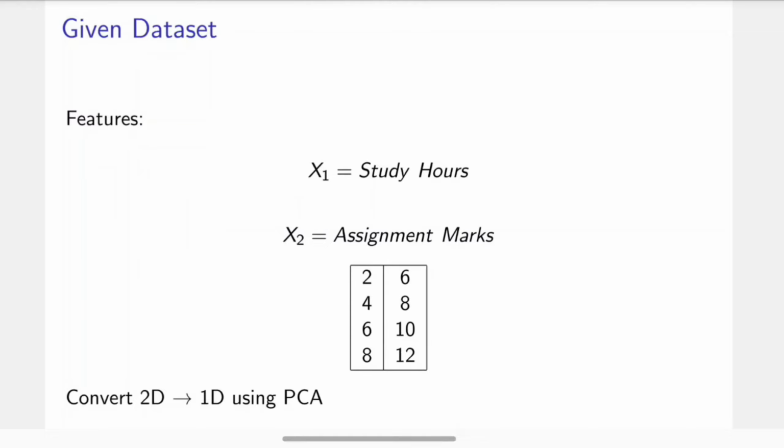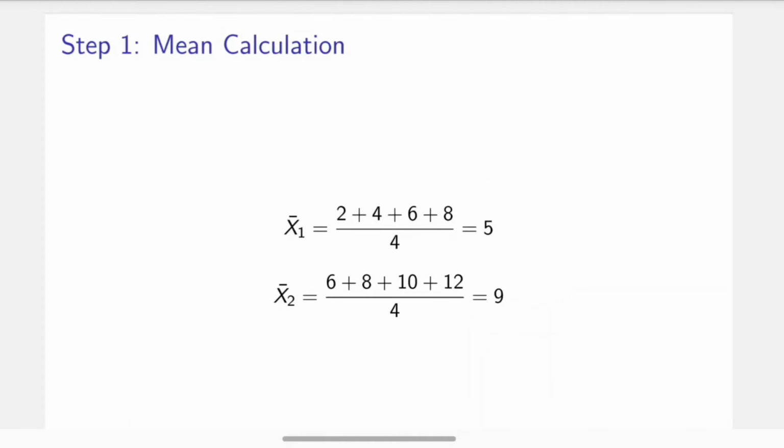If you see here, I have taken one example. Here we have two features. x1 is the study hours that a student studied, and x2 is the assignment marks. So our data is this x1 and this x2, the number of hours studied and how many marks you scored. We want to convert this 2D data into one dimension using PCA.